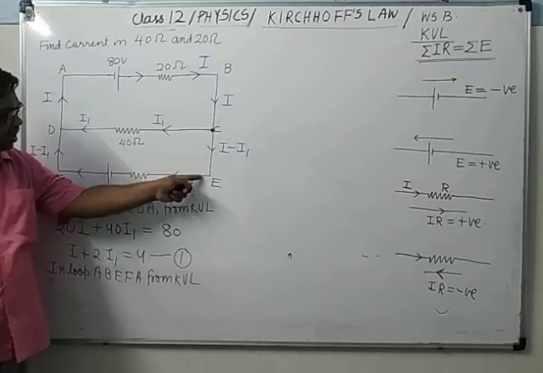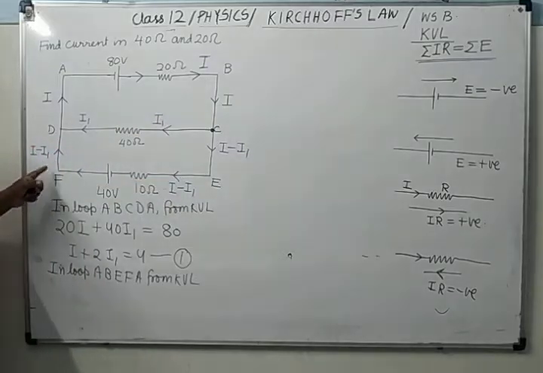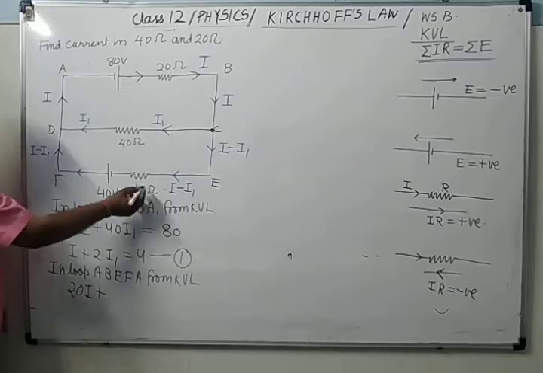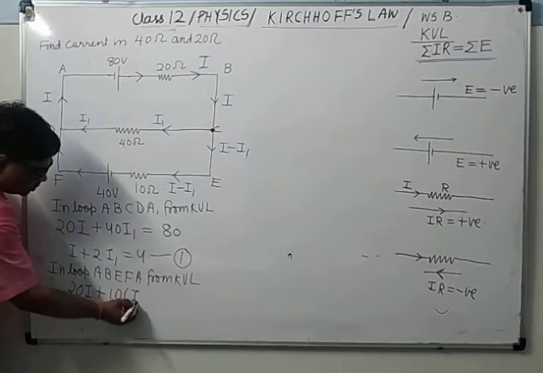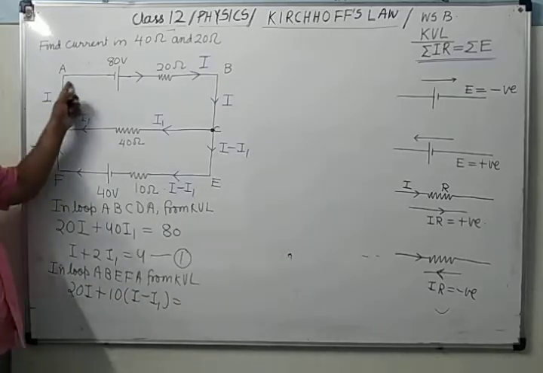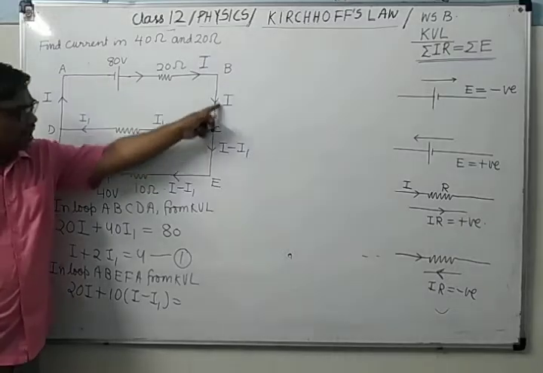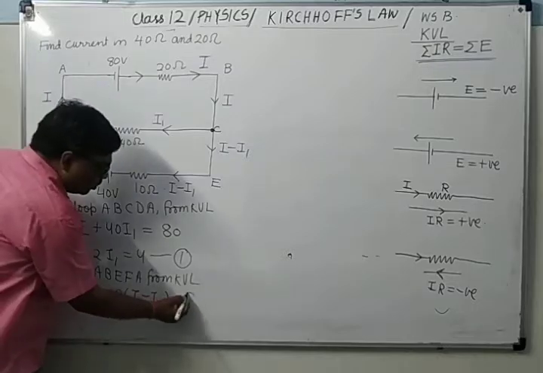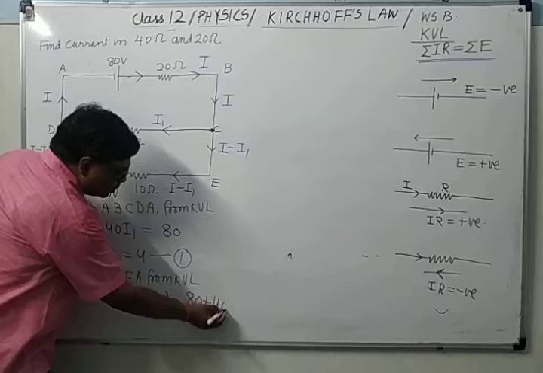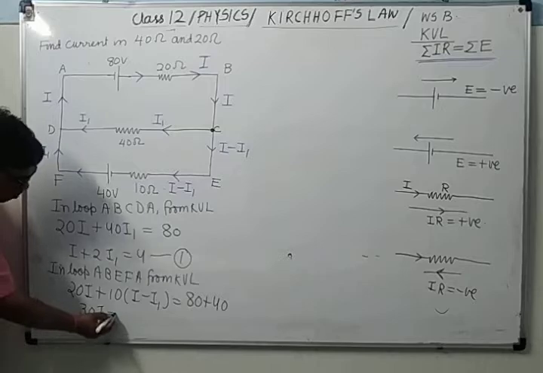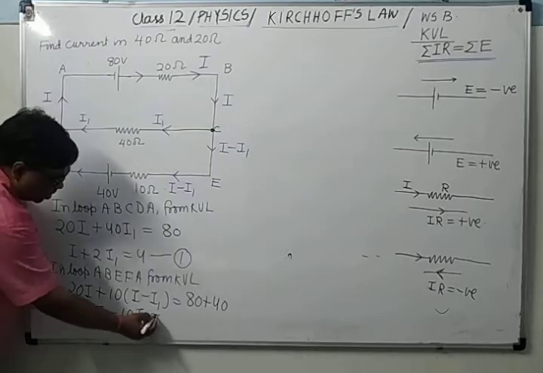In the direction of current. Here you are also traveling in the direction of current. So IR here will be positive. What will be IR? 20I plus here it will be 10(I minus I1) equals to, if you see here you are crossing this cell from negative to positive, and here also you are crossing negative to positive. So EMF at both the places you will take with plus sign. So 80 plus 40. When you simplify, it will be 30I minus 10I1 equals to 120.